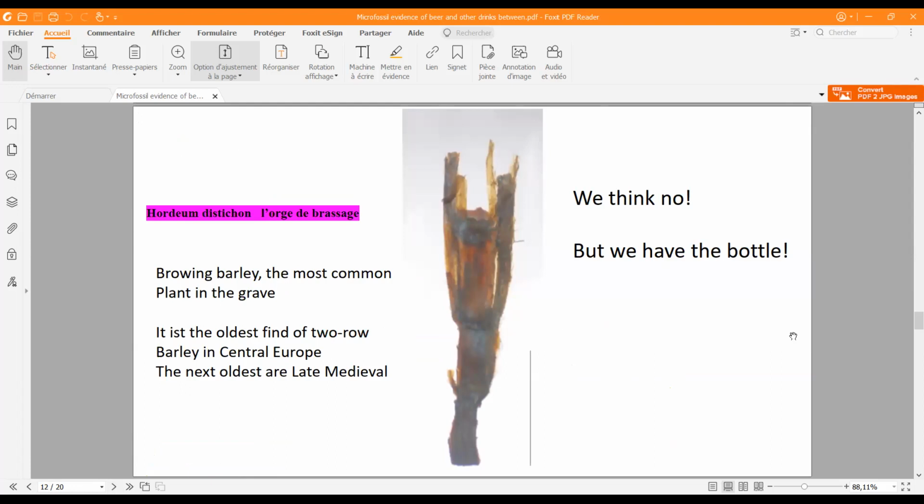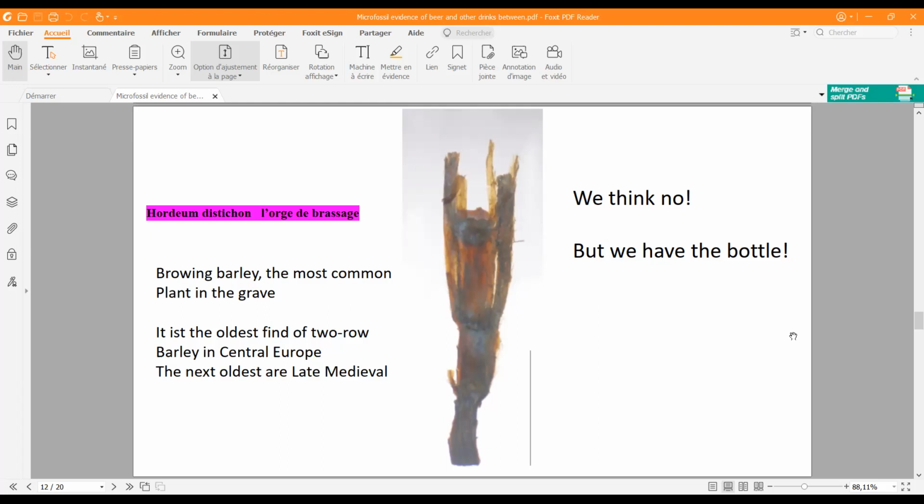I think no. No proof. You see here in the middle, and the description to the left, the naked barley, wet preserved, very well preserved. We must say it's, as far as I know, at the moment the oldest naked barley in Central Europe. The next oldest is more than 800 years younger, from the late medieval period.